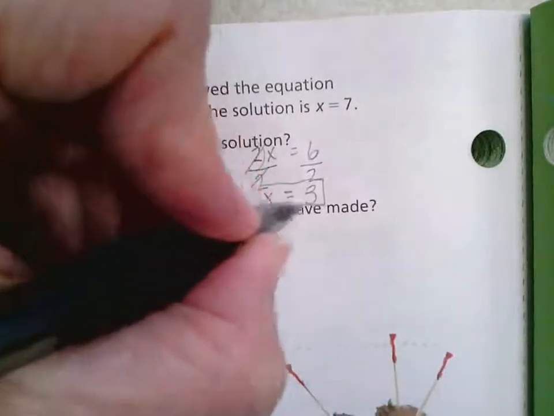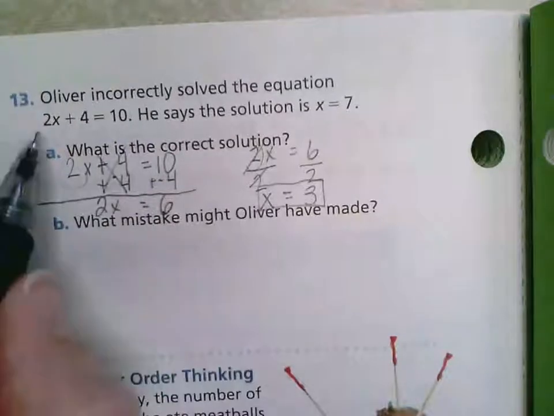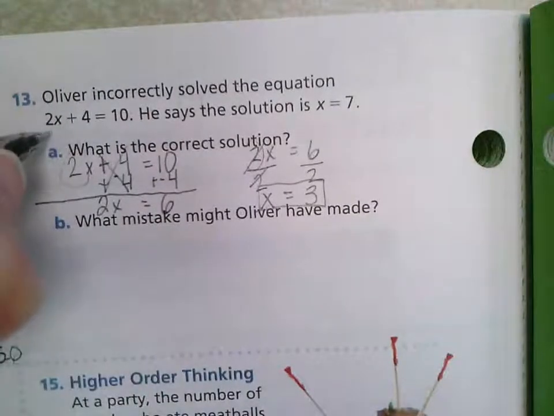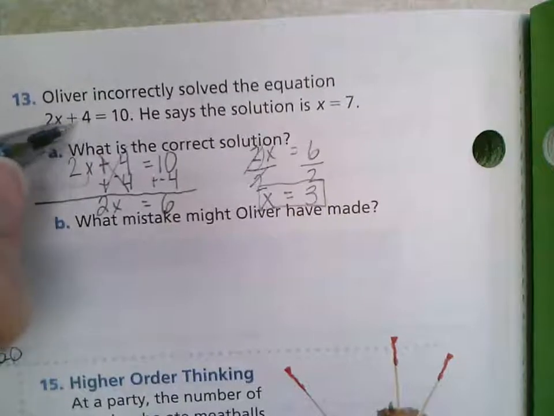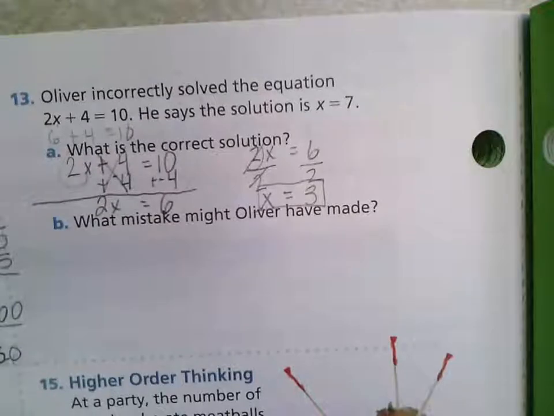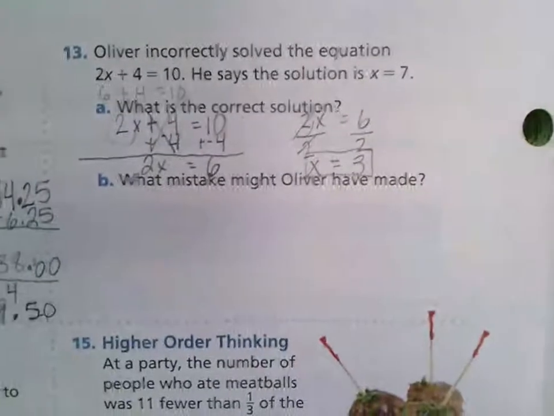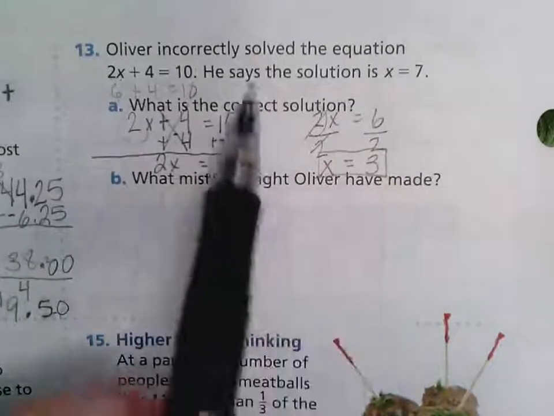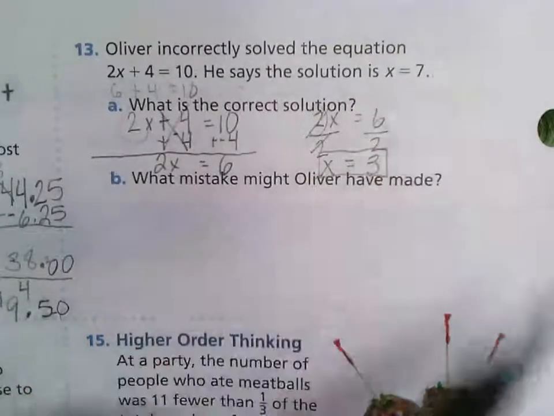So let's see if that works in the equation. If x is 3, 2 times 3 is going to be 6, and 6 plus 4, does that equal 10? Well, by golly, it does. Okay, part B, what mistake might Oliver have made? He thought that the solution was 7.